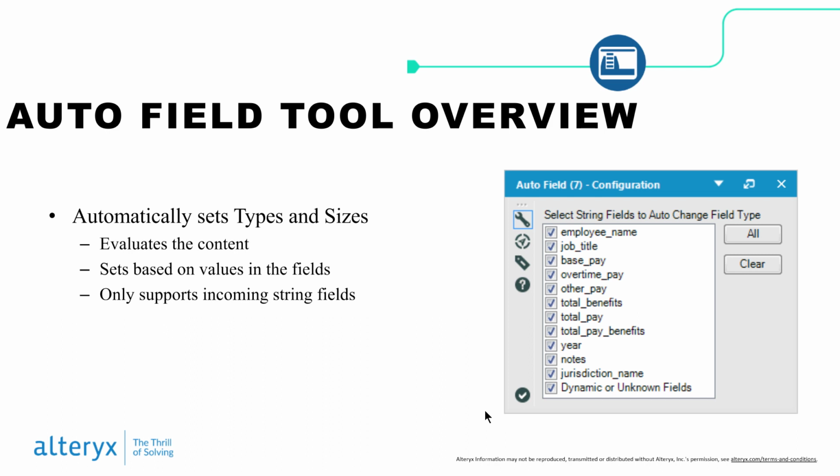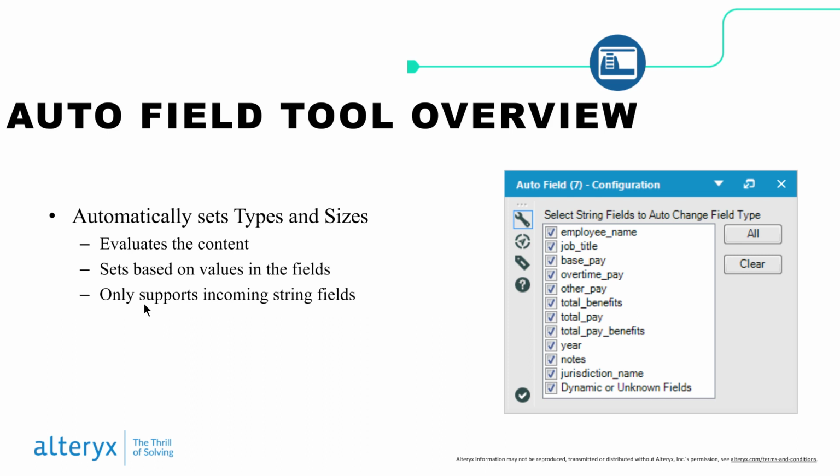So now let's talk about the AutoField tool. The AutoField is a really simple and helpful tool. It automatically attempts to set types and sizes for your incoming data. It evaluates the content, and it sets values for size and type based on what it thinks is in those fields. It only supports incoming string fields. So if you've already changed a data type upstream, or if your data is coming in already marked as numeric, the AutoField isn't going to be able to help you.